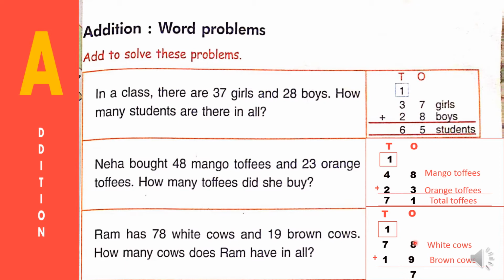Keep that point in your mind. Again and again I'm saying, children, 17 we can't write here. So in 17, 1 ten is there, 7 ones are there. So I'm writing 7 in the ones column, 1 in the tens column. Okay, now I have to add the tens column.